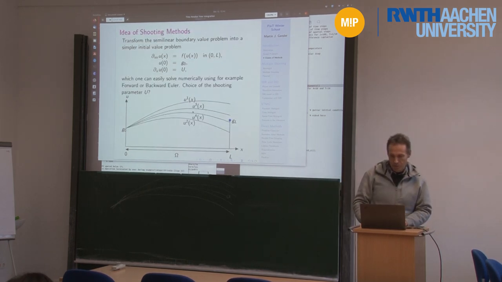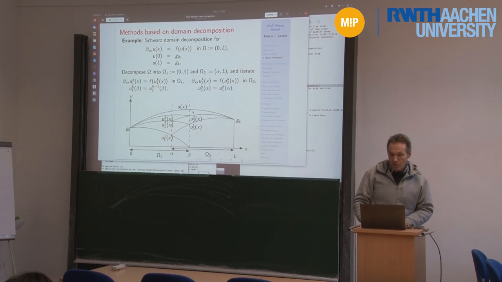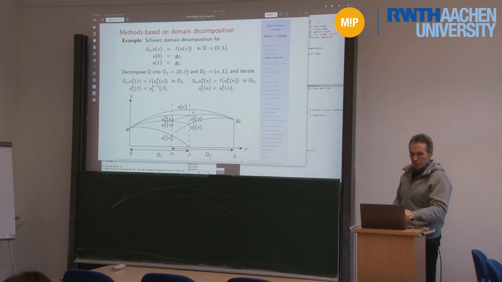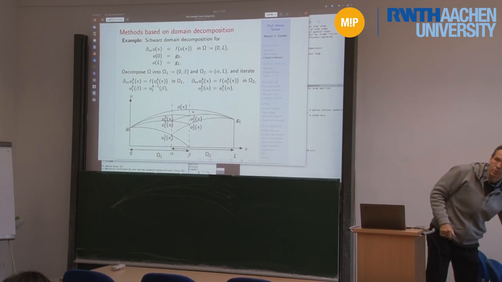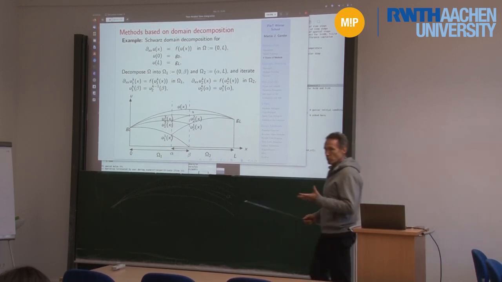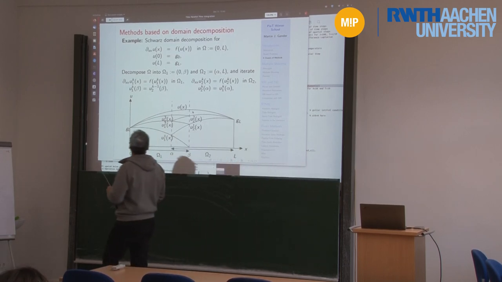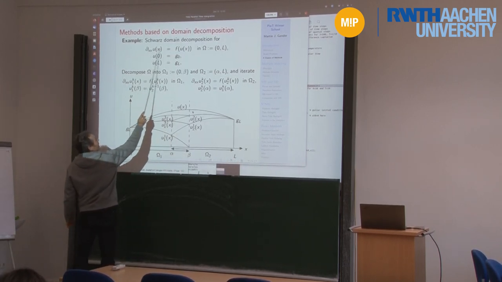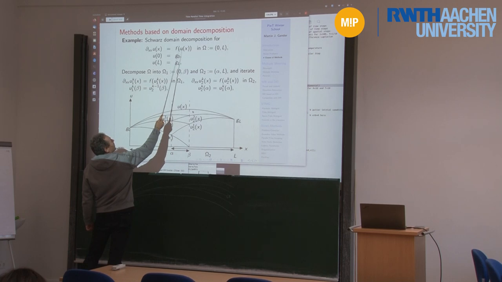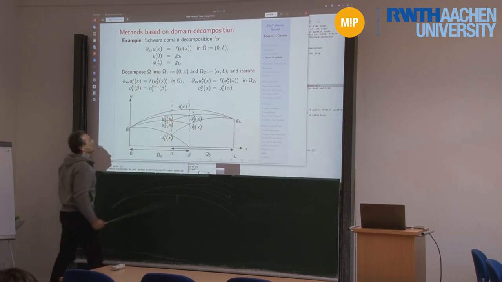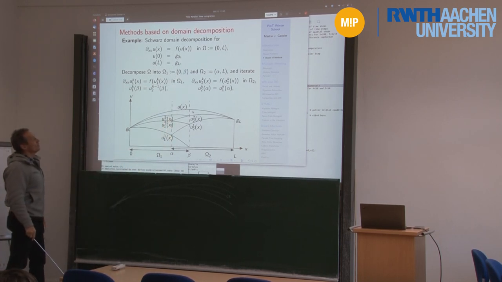Here is just the cartoon of the shooting. Then the red methods are based on domain decomposition. Domain decomposition methods are an area where I've done a lot of work. These are methods also not for time-dependent problems. They're also for elliptic problems. I can take exactly the same problem that I used for shooting. Two boundary values are given, and the domain is 0 to L.